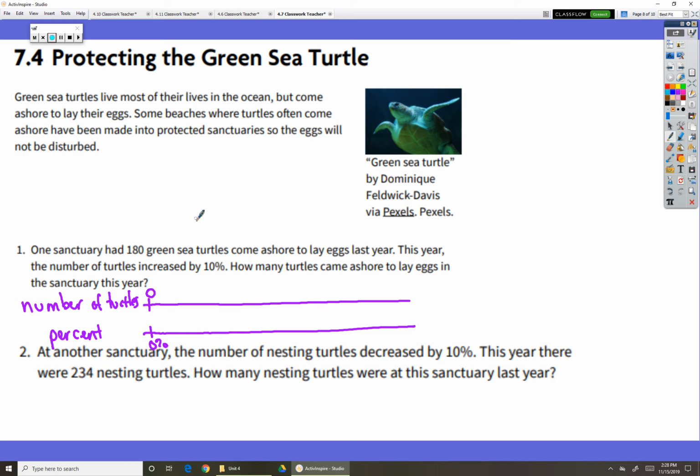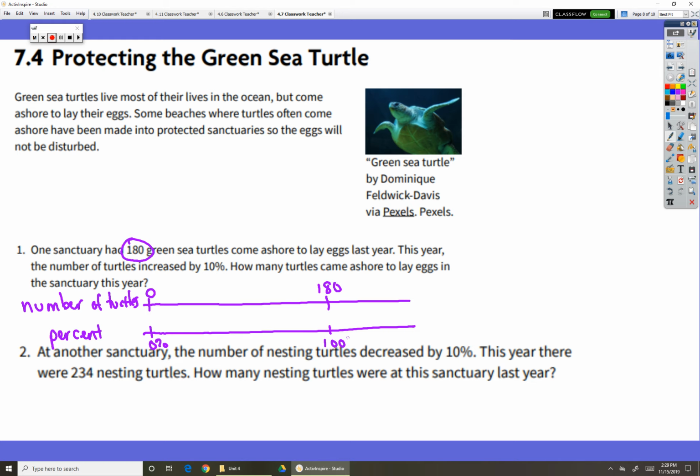Now, it says that the sanctuary had 180 green turtles that came ashore to lay eggs last year, and then we're talking about this year. Last year happened first, so 180 is the original amount. So I'm going to take 180 turtles, I'm just going to put it over here somewhere, and I'm going to say that's 100%.